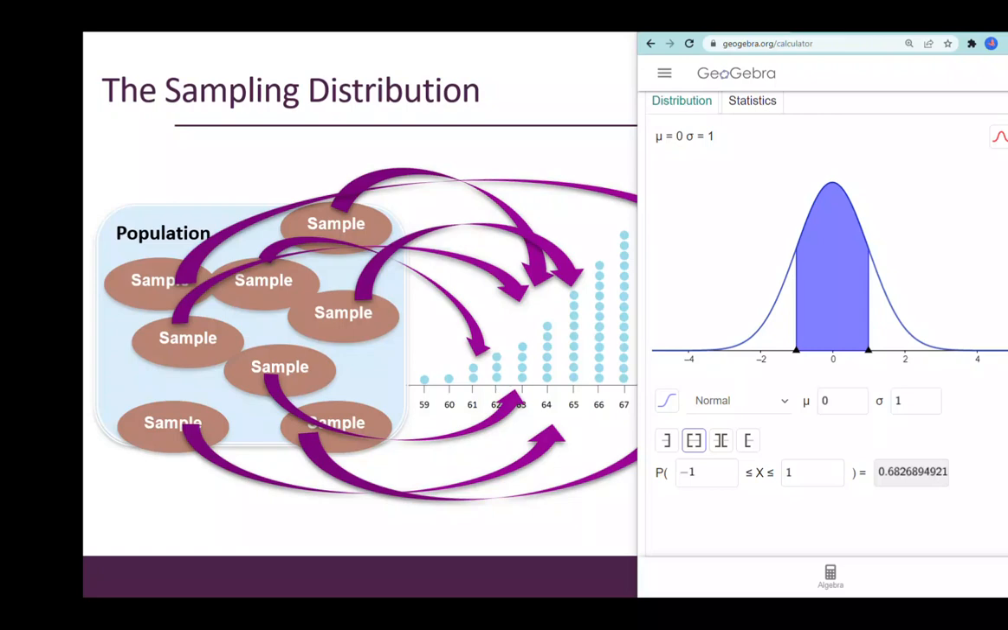Hello, welcome to a tutorial on how to use the probability calculator from GeoGebra, which is a mathematics software accessible online. In this video, we're going to use the probability calculator to solve some problems involving sampling distributions of proportions. Let's look at an example.